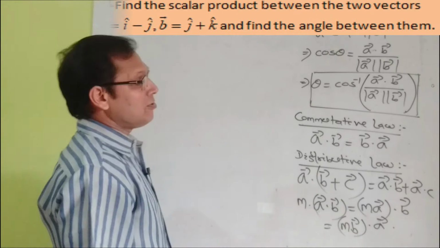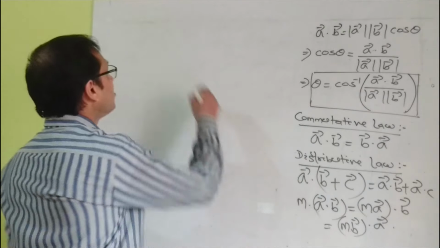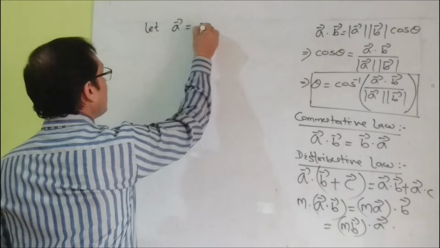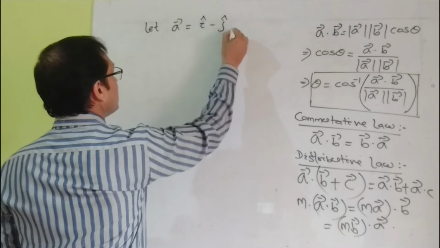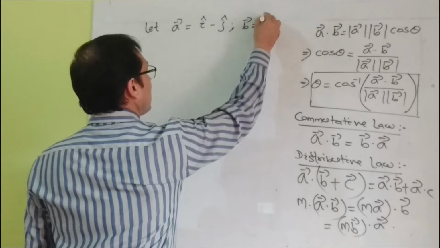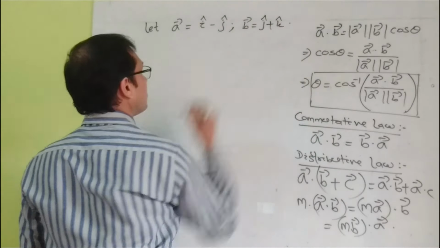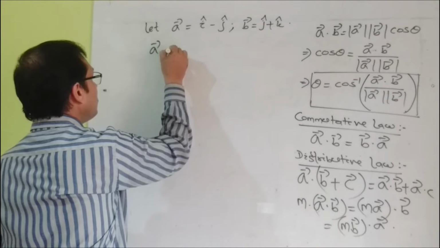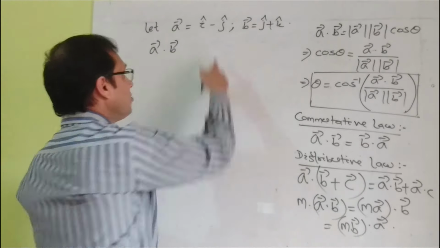And also the angle between the two vectors. So suppose A vector is equal to i cap minus j cap, and B vector is equal to j cap plus k cap. From this we have to find the scalar product between the two vectors.